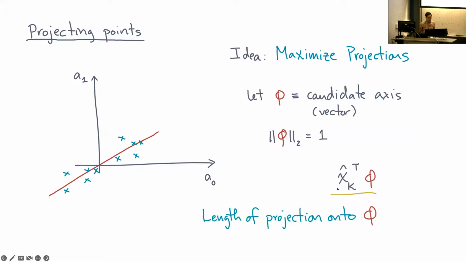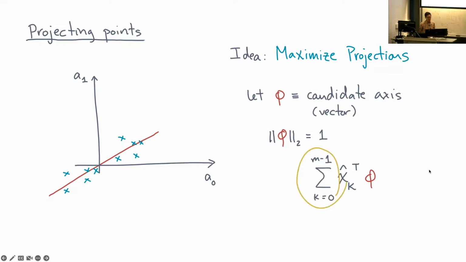If I take any data point, let's call it x hat sub k, the kth data point, and I compute x hat k transpose phi, that will give me the length of the projection of the kth point. So the thing I would like to maximize is essentially the sum of these lengths.